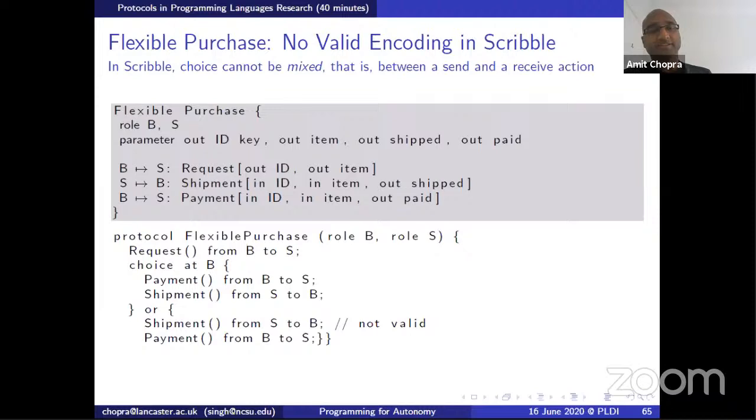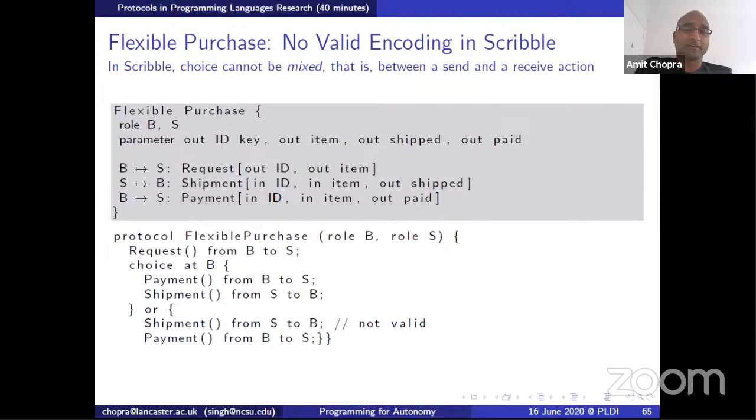Now Scribble is a procedural language. You specify a control flow of messages. Below the BSPL protocol is the encoding in Scribble. So it specifies a protocol, flexible purchase, which has two roles, buyer and seller. The protocol begins with a request from the buyer to seller. The semicolon indicates sequencing. And so after the request, there's a choice at the buyer.